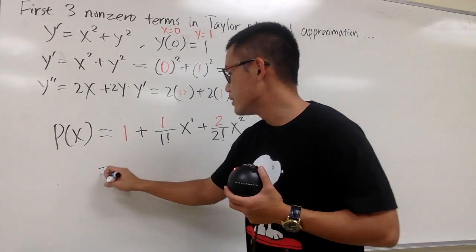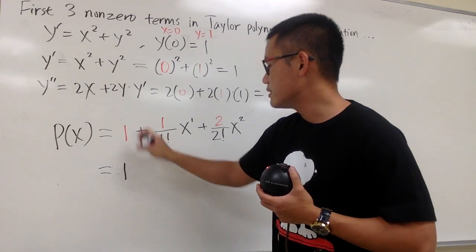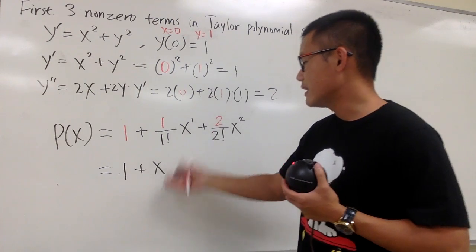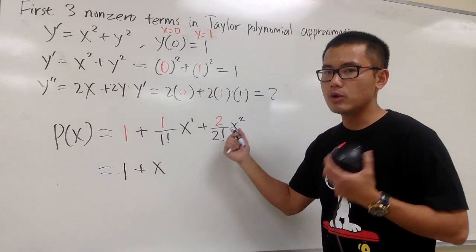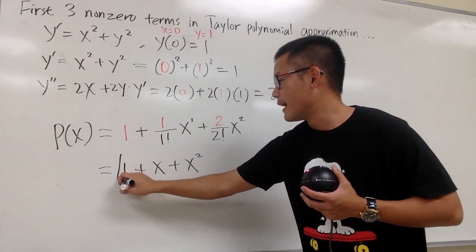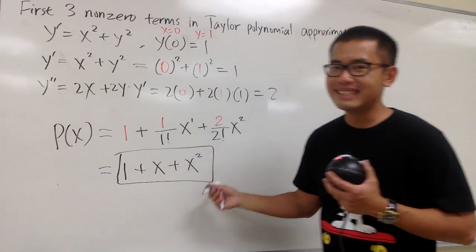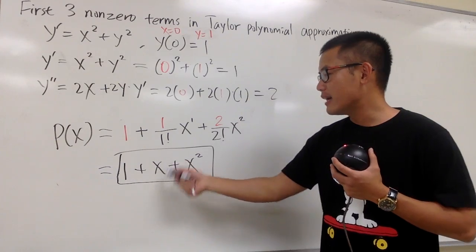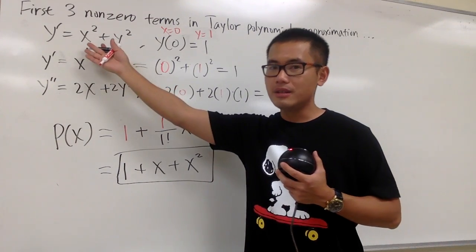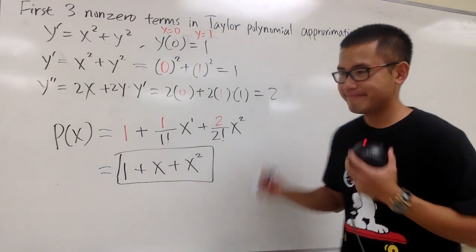At the end, of course, you can work this out a little bit. This is 1 plus this is also 1. So we have just x to the first power, just x. This is also 1. So just plus x squared. I know this is not really exciting, but this is just what it is. 1 plus x plus x squared. It is an approximation to this initial value problem. That's it.